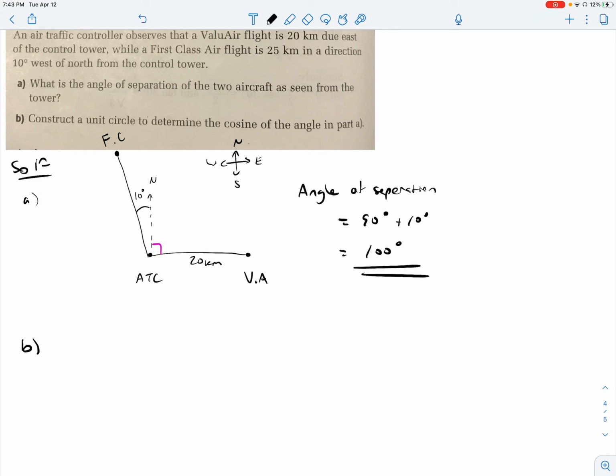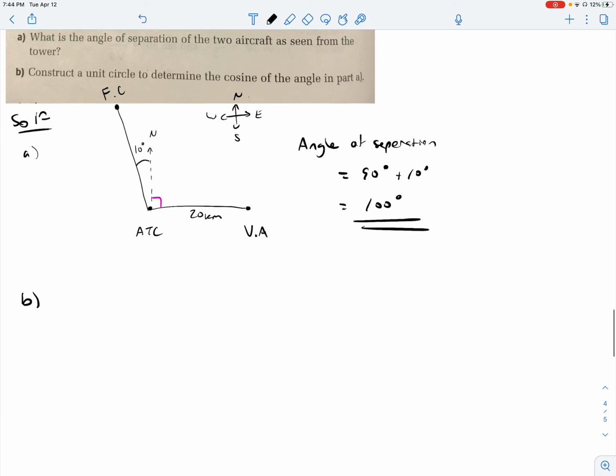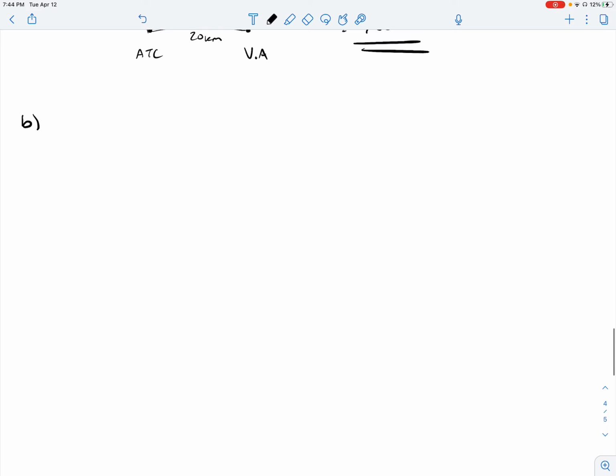So it says construct a unit circle to determine the cosine of the angle in part A. So now they want to know what is cos of this angle. So they want us to use the unit circle in order to do that. No problem at all.